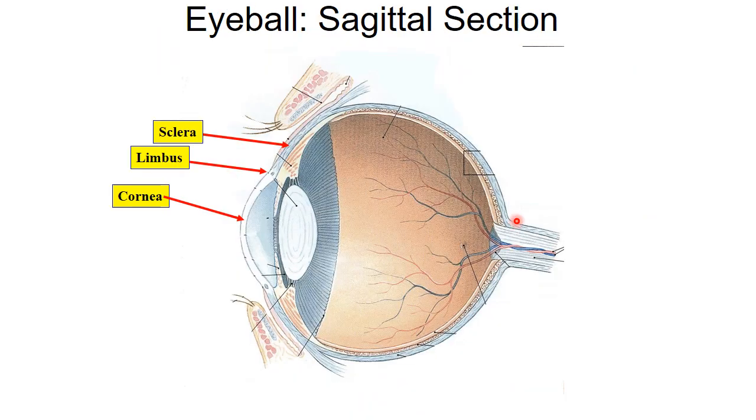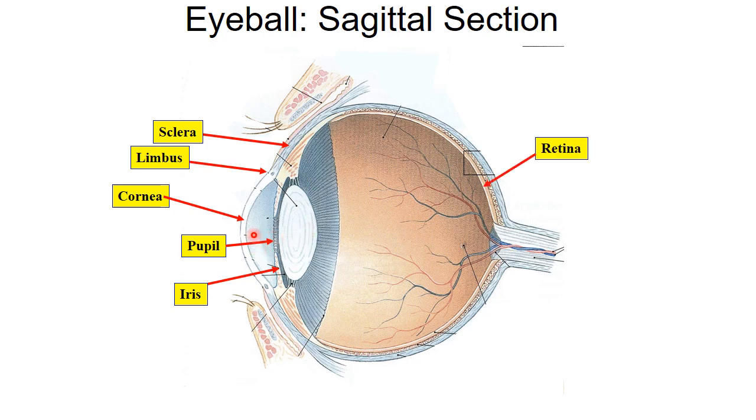Looking at the eyeball in sagittal section right here. Again, this outer white of the eye is called the sclera, and the sclera will transition to form this transparent dome-like structure called the cornea right there, and the limbus would be right there and right there. And then deep to the cornea, we have this sphincter-like structure called the iris that has a hole in the center for light to pass through. That's the pupil.